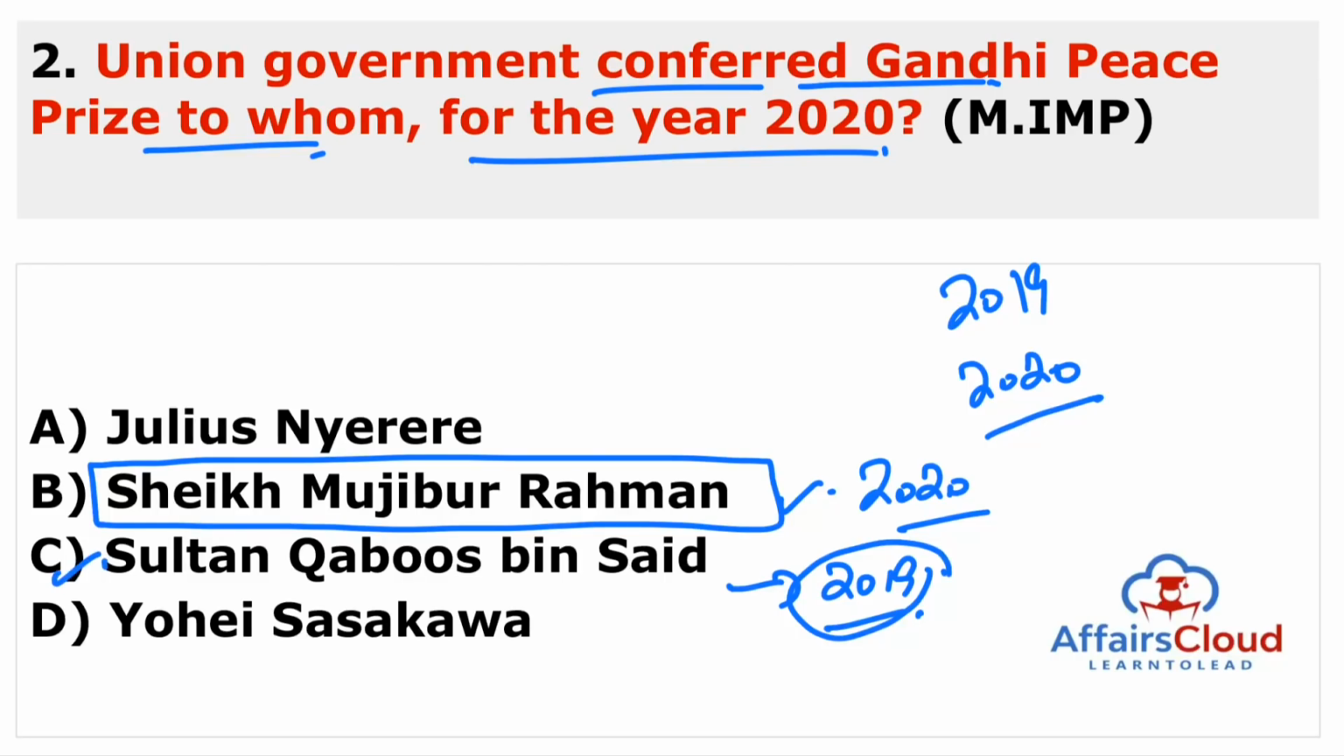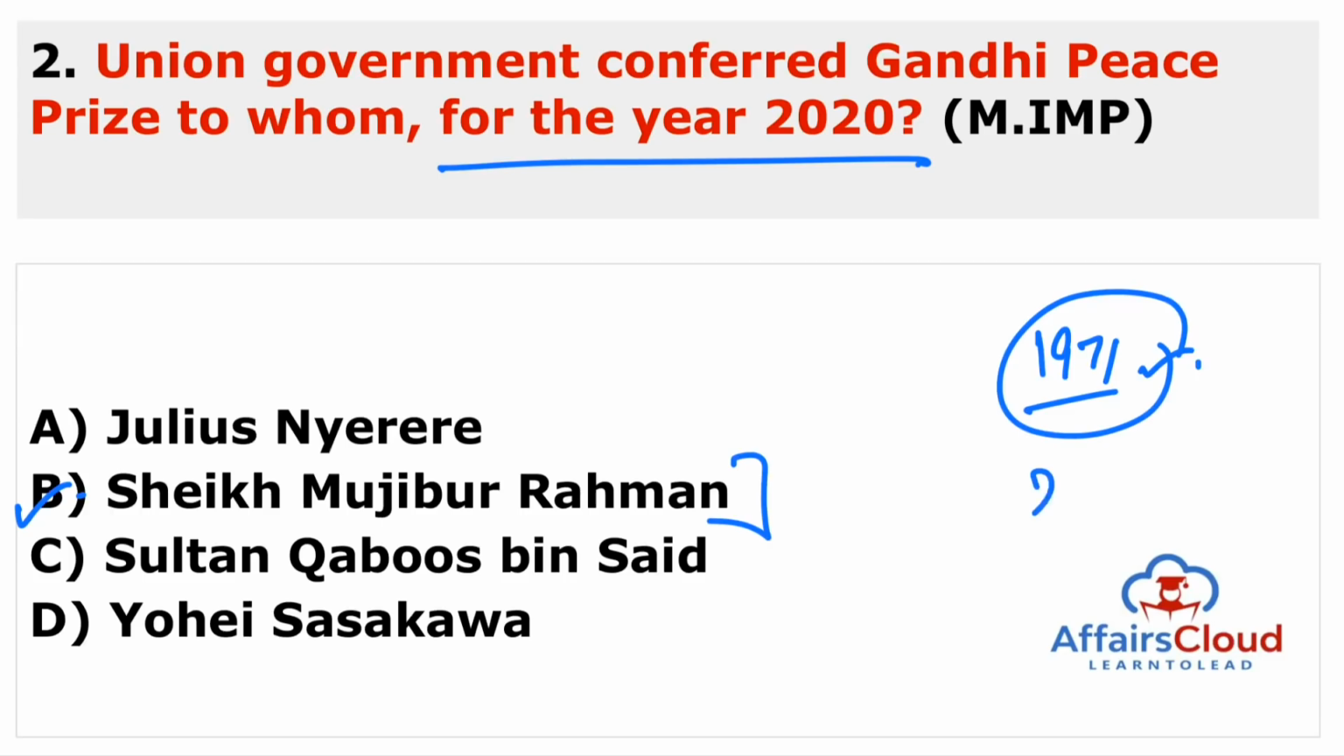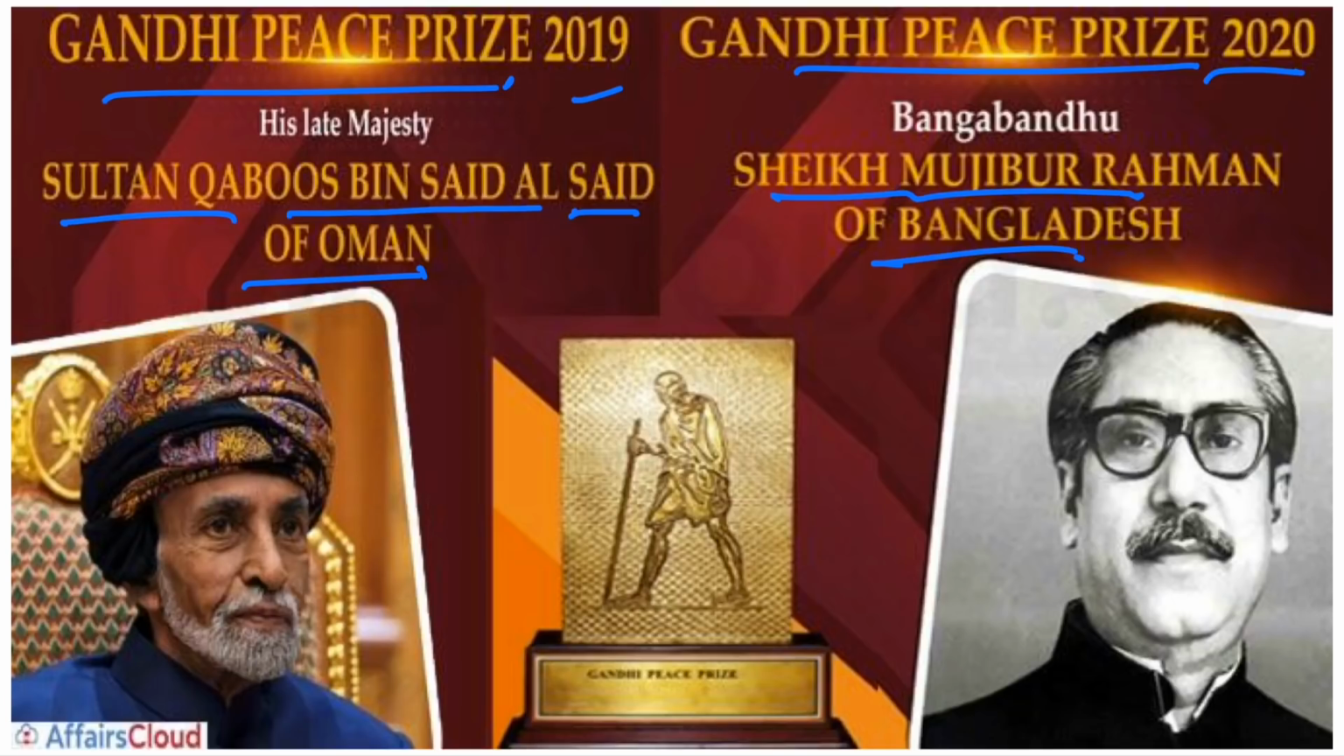In the question we are asking about 2020. So the answer of this question is the father of the nation of Bangladesh, under whom Bangladesh got independence from Pakistan in 1971, and in 2021 we are celebrating the Swarnim Vijay Varsh of Bangladesh, and India is participating in this event. So you have to remember Sheikh Mujibur Rahman, who is also known as Bangabandhu. You can see here, the Gandhi Peace Prize for 2019 was given to Sultan Qaboos bin Said Al Said of Oman, and the Gandhi Peace Prize for 2020 to Bangabandhu Sheikh Mujibur Rahman of Bangladesh, a very famous leader of Bangladesh.